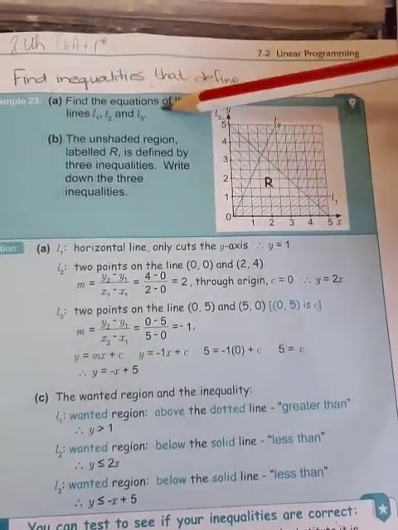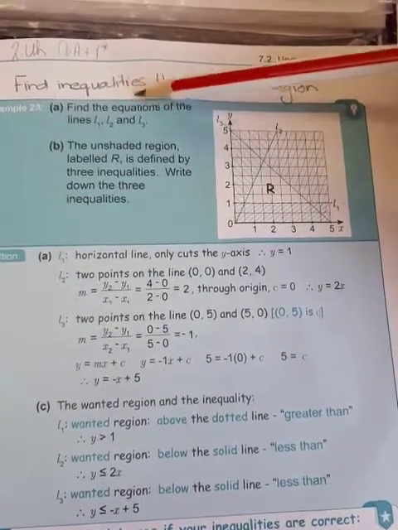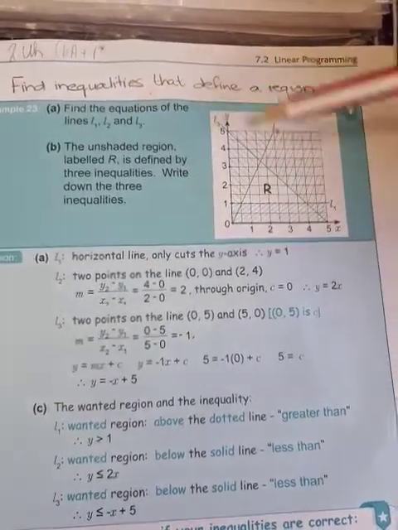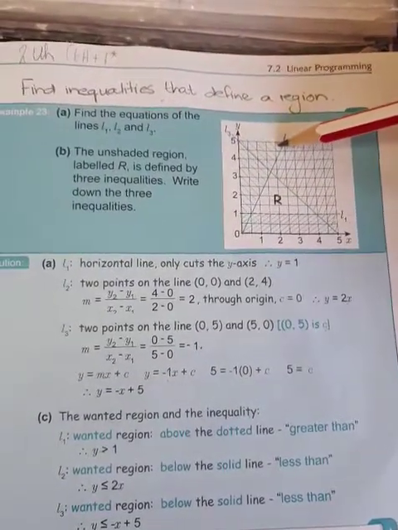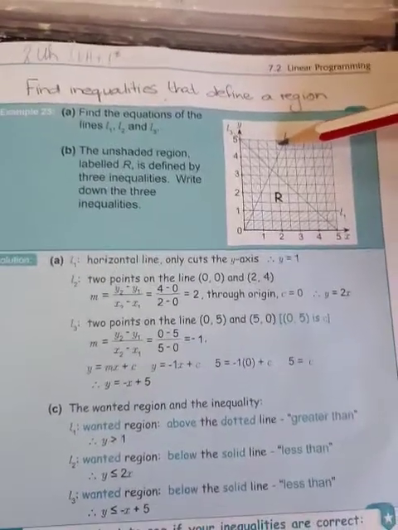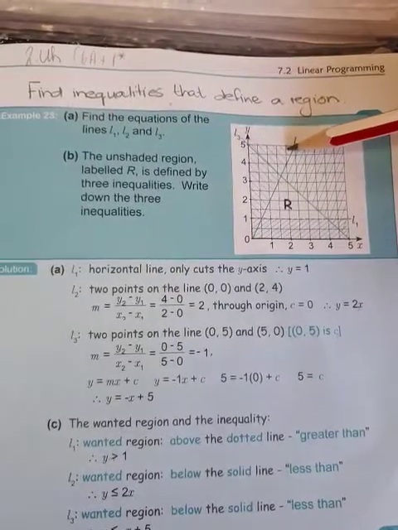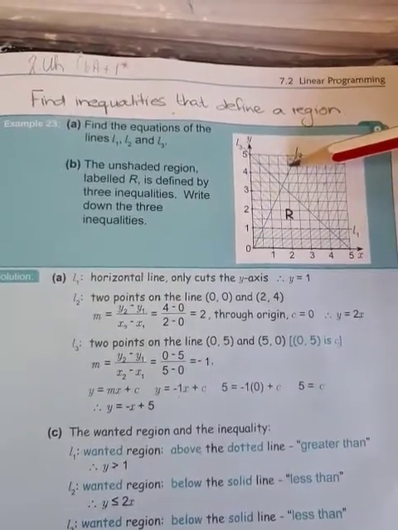Okay, so in this case, they make it easy. They say you must first find the equations for line L1 and L2. All right, so this comes back to coordinate geometry. We must be able to find equations.